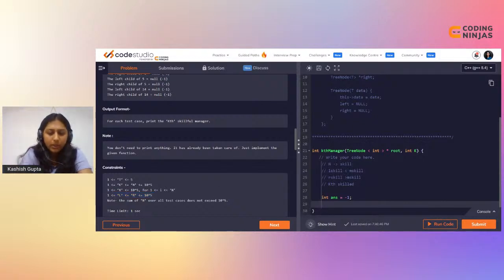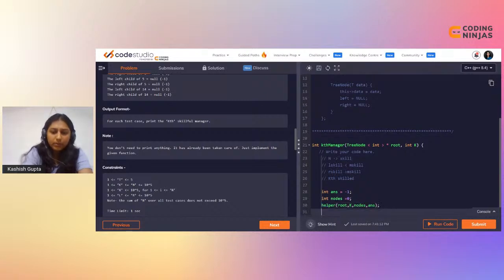So उसके बाद int nodes, we've traveled nothing so far, so it will be 0. Then we have to call a helper function, pass it the root, k, nodes and answer. हमारा helper function कुछ करेगा and then answer में answer store हो जाएगा and we can return answer. ठीक है, so let's create our helper function.